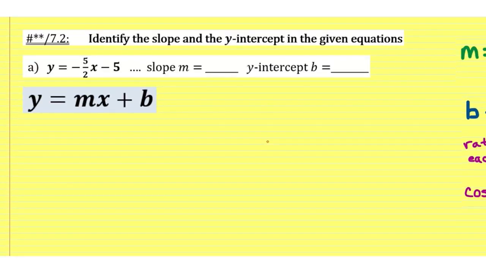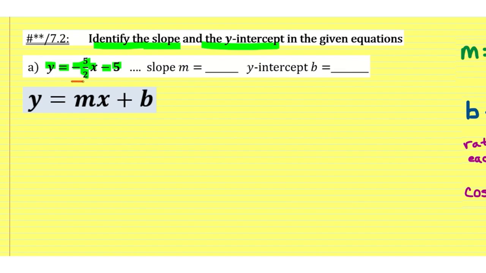Okay, so here we have our first question. It wants us to identify the slope and the y-intercept for the given equations. So here they've given us the equation y is equal to negative 5 halves x minus 5. And we can see and recognize that it is in this format, y equals mx plus b.